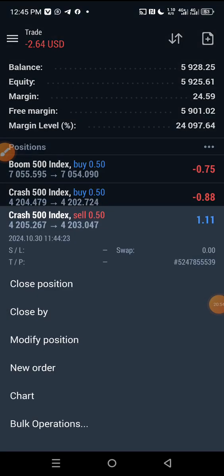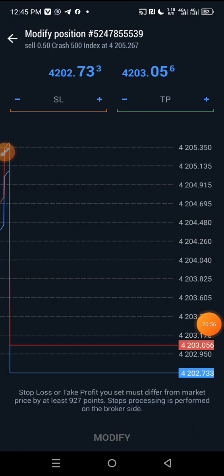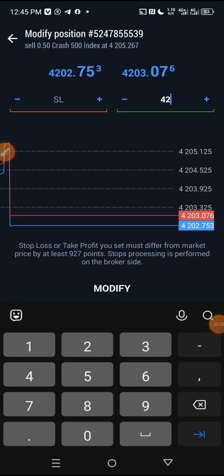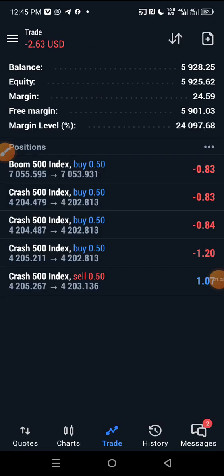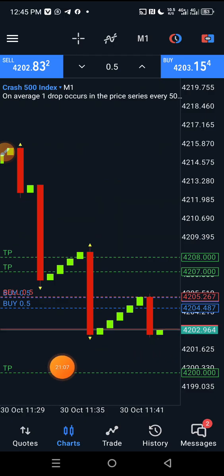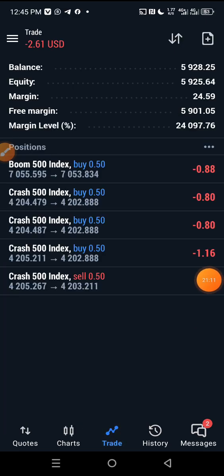I press and hold, you click on modify, and you enter 4200, then you click on modify, and the take profit will be positioned. Meaning that the next spike that touches this level, that sell order will close automatically. Do you understand it now?